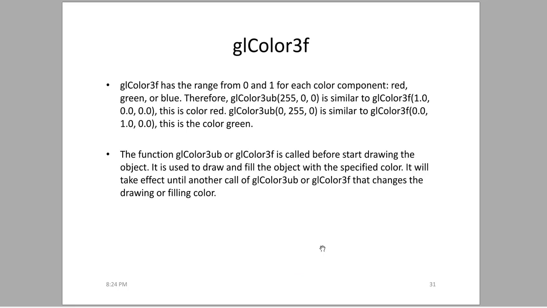The second type of color function is glColor3f, which means 3 floating points. Now instead of a range from 0 to 255, it will have a range from 0 to 1. So 255 will become 1, so 255, 0, 0 will become 1, 0, 0. For red, glColor3b is 255, 0, 0, and for 3f it will be 1, 0, 0.